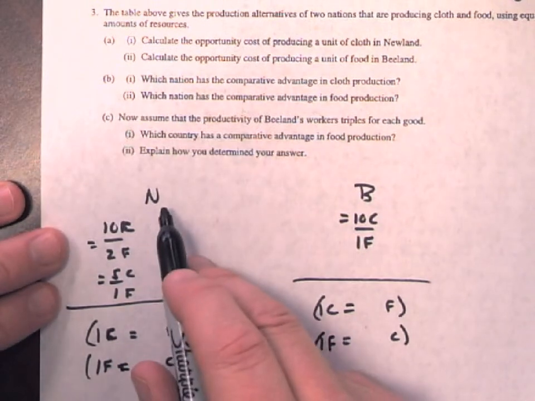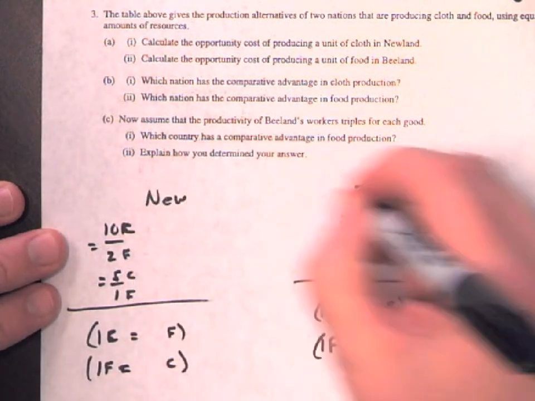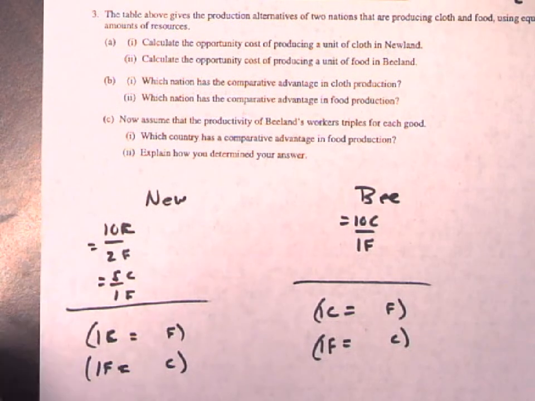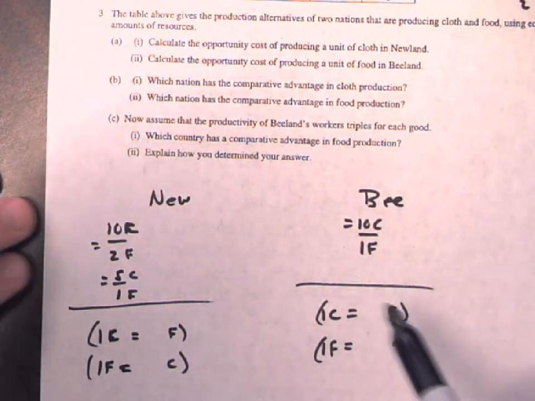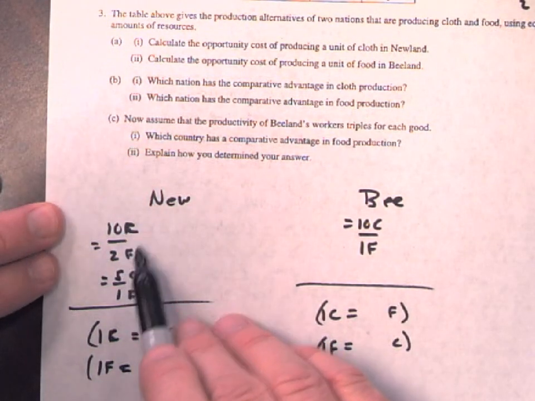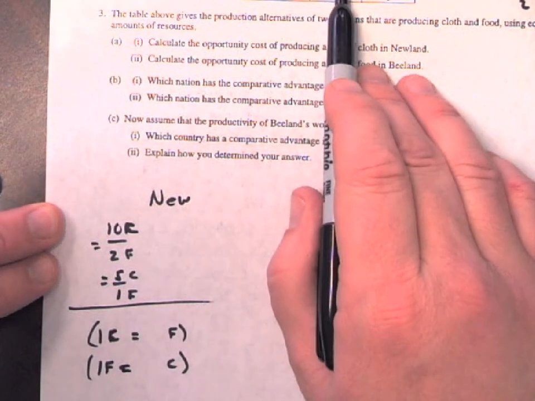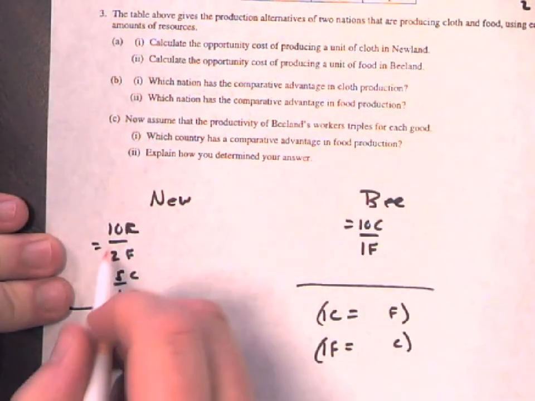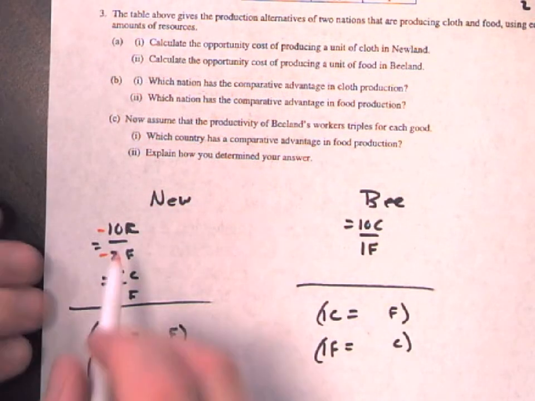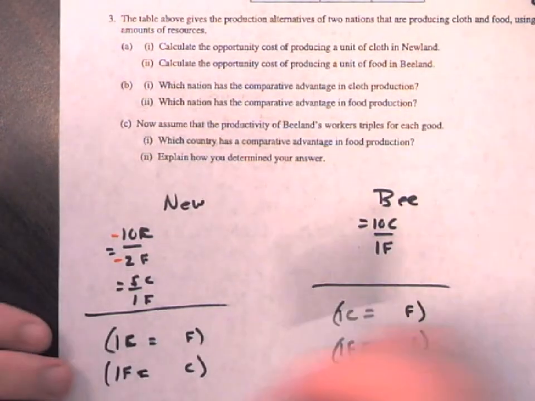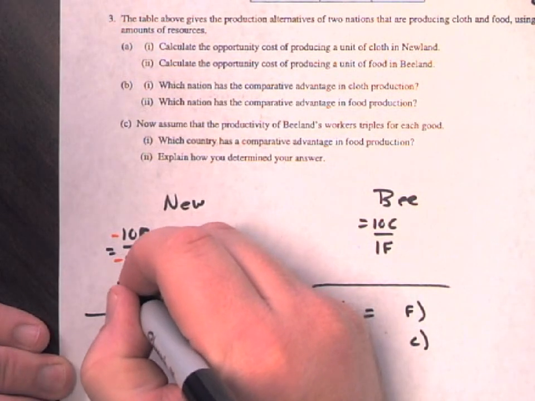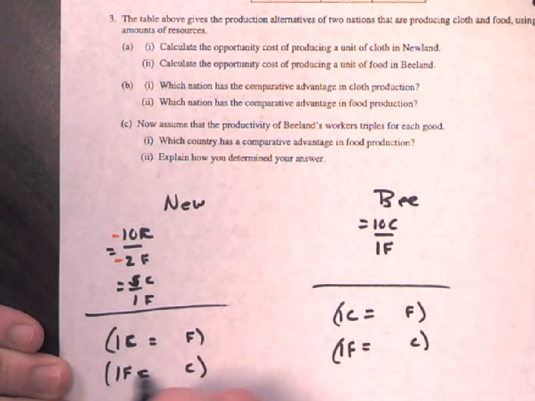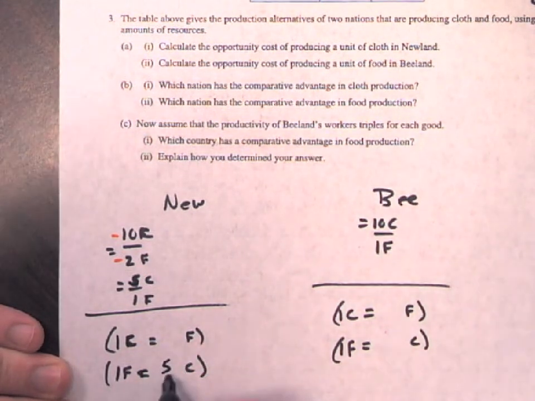So I know that this is Newland and this is Beeland, and if you want to pause it so you can get everything set up, you can do it that way, because I already did it, and it makes the video shorter. Alright, so 10 cloth over 2 food, I get that from up here. That's where my 10 and 2 come from. I'm going to reduce that down, that's 5 over 1. So I know that 1 food is going to cost 5 cloth. The opportunity cost is that they could have been making 5 cloth.